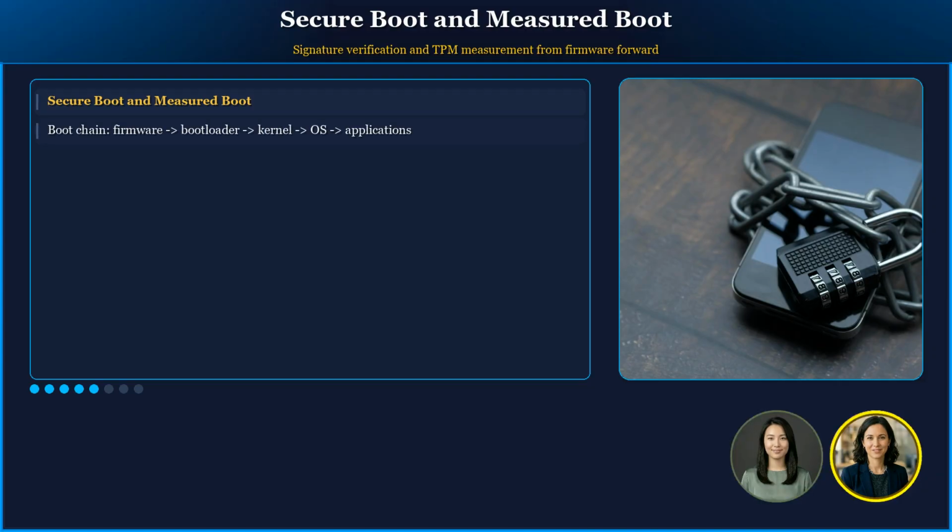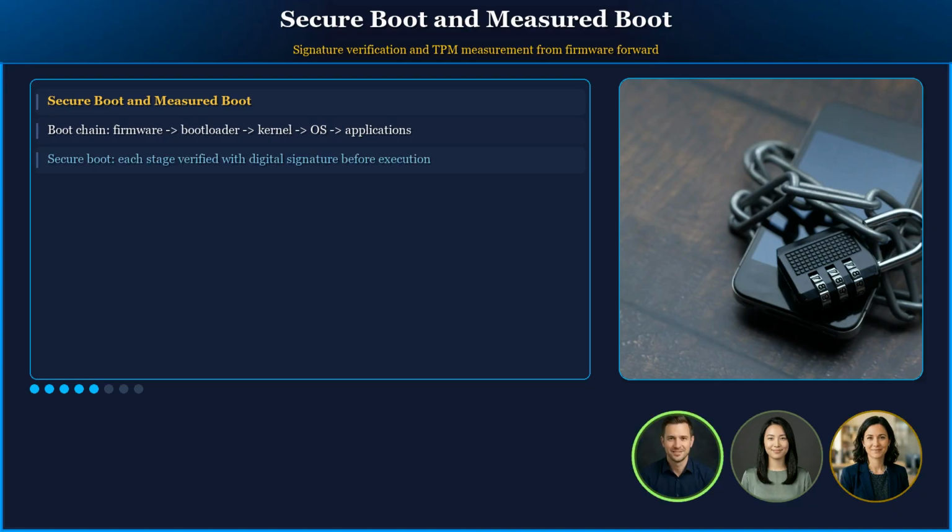Secure Boot uses digital signatures. Each component in the boot chain, firmware, bootloader, kernel, has a signature created by its publisher. UEFI holds a database of trusted certificates. Before executing any bootloader code, UEFI verifies its signature against the trusted database.